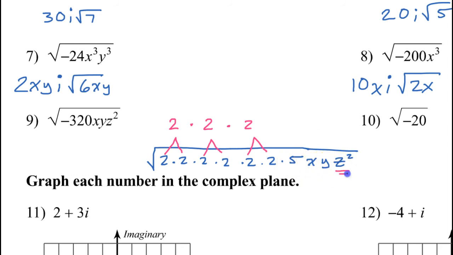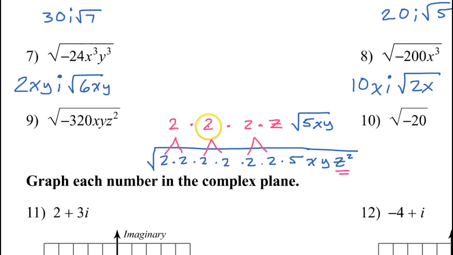Now z squared is a perfect square. I can take the square root of that. The square root of z squared is z. Now this is going to look weird because z looks almost like a 2, so I'm going to very carefully put a line through it. So I have 2 times 2 times 2 times z. And then I'm going to have the stuff that's trapped underneath the radical, which is the 5, the x, and the y. So we'll have 5, x, and y.